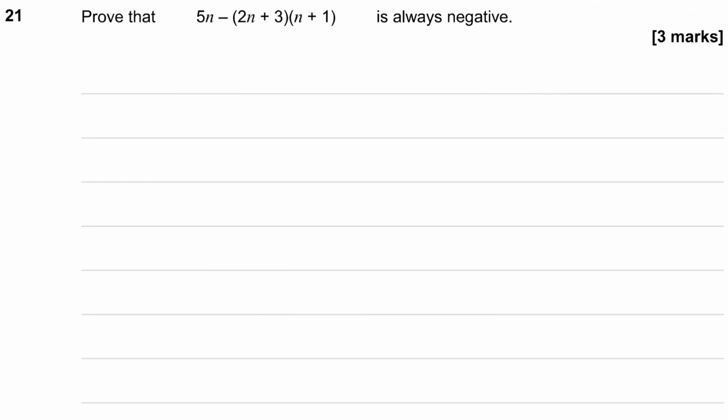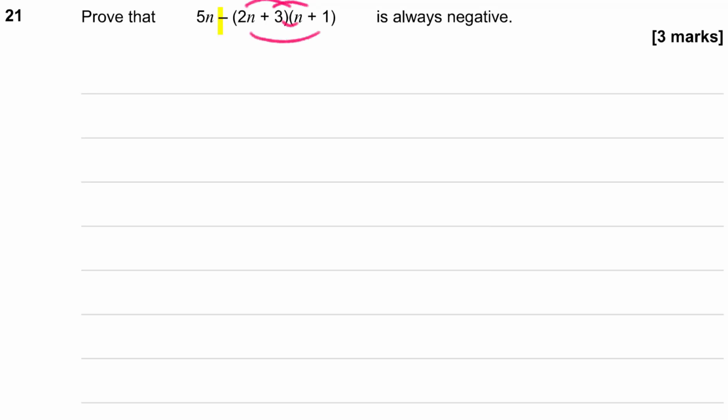Question 21. Prove that 5n minus (2n plus 3)(n plus 1) is always negative. Now clearly we don't know what n is. n could be any value, so on the face of it, it's not clear why that would always give me a negative number. Let's try multiplying out the brackets. So we'll do FOIL on these.